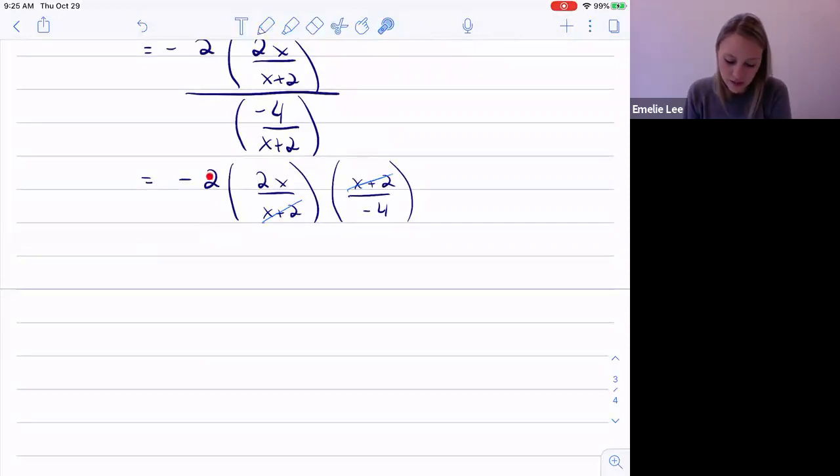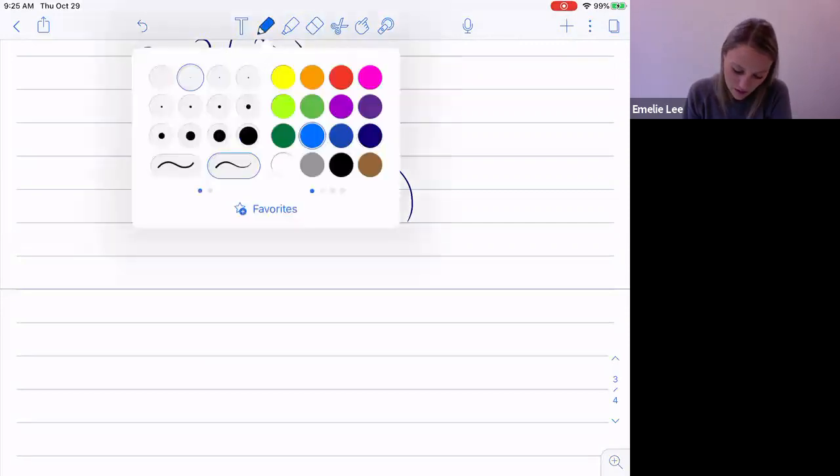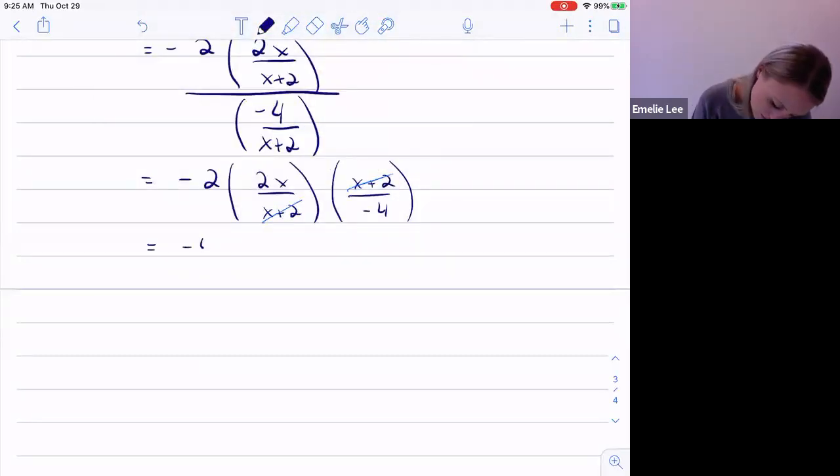Now, there's a couple of ways you could expand this in, right? So then you get negative 4x over negative 4. Either way, things are going to cancel, right? And so you get, this becomes negative 4x over negative 4.